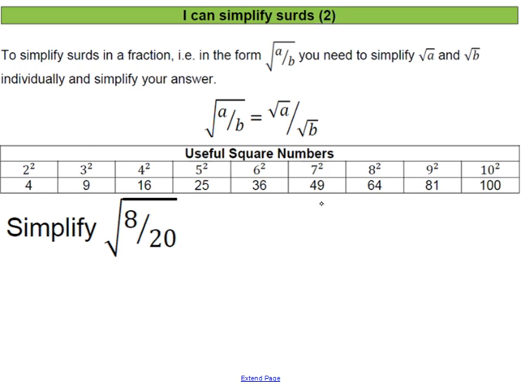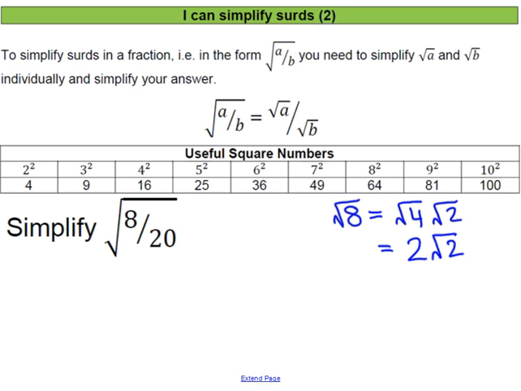How I would tend to do this is I'm going to go off to the side. I'm going to use a slightly different colour pen here as well, and I'm going to simplify the square root of 8 and the square root of 20. Now the square root of 8, if I think about my square factors, well, that's root 4 times root 2. The square root of 4 is 2, so root 8 is equal to 2 root 2.